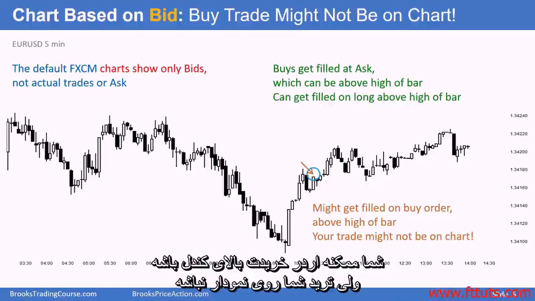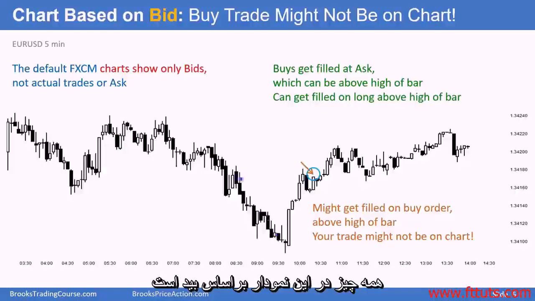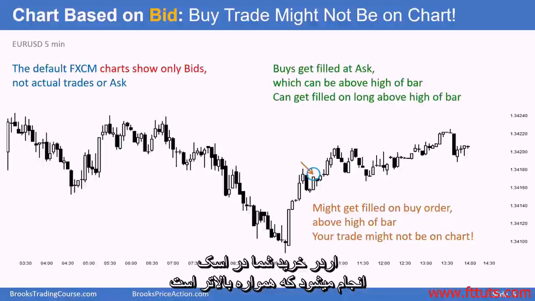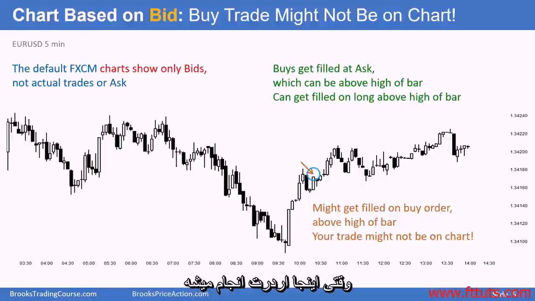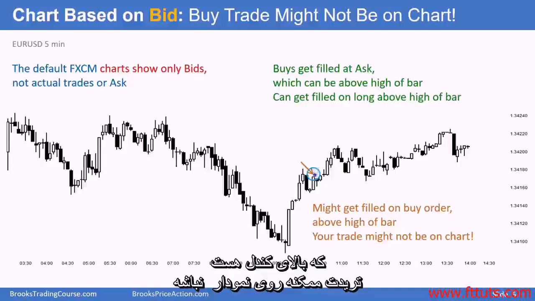You might get filled on a buy order above the high of the bar, and your trade might not even be on the chart. Remember, everything in this chart is based upon the bid. But when you buy, you get filled on the ask, which is always higher. Well, you can get filled right here above the high of that bar, and your trade might not even be on the chart.